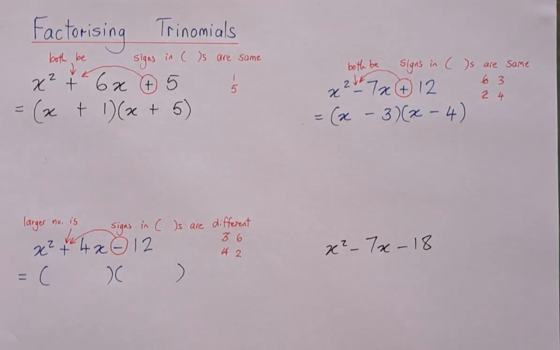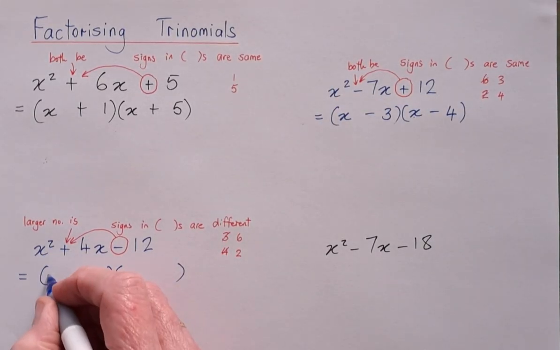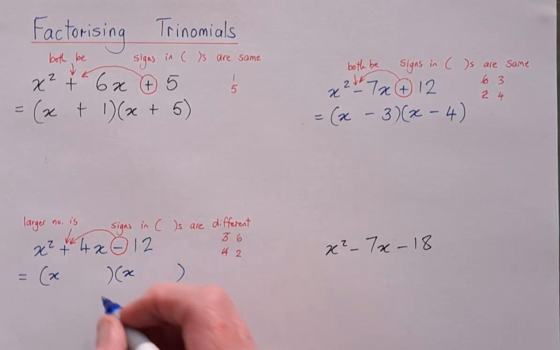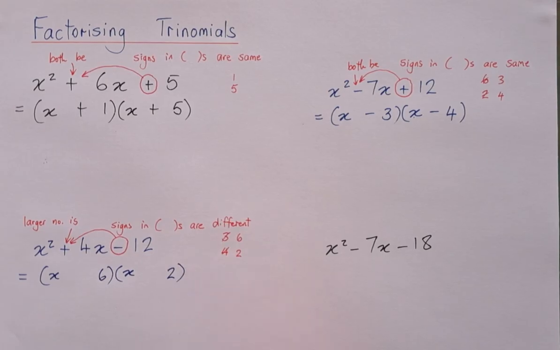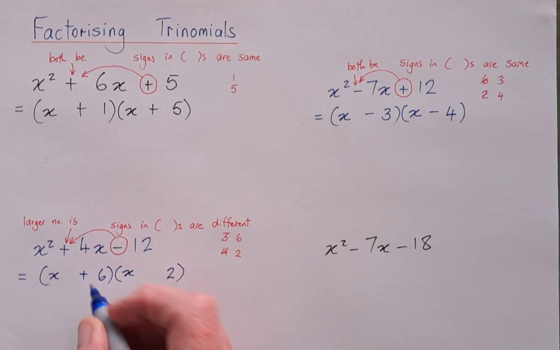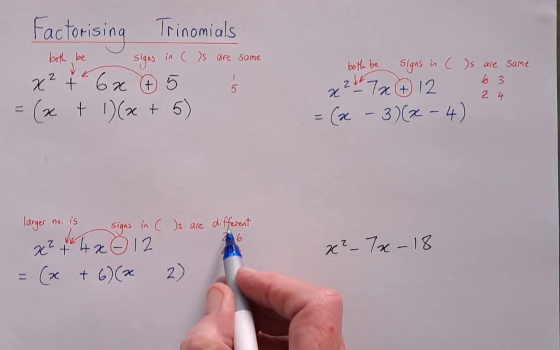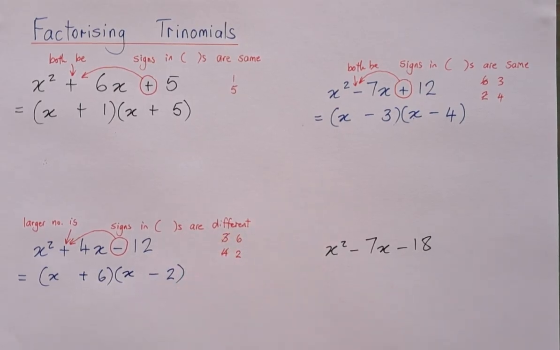So let's first of all set up the brackets. X squared is going to be x times x. We decided that the 12 is going to be 6 times 2. And then going back to my rule, that is telling me that the signs in the brackets are different, and the biggest one is positive. So remember, the sign always comes before the number. So this 6 will get the positive, because that positive will then belong to the 6. And if that one's a positive and they have to be different, obviously that one has to be a negative.